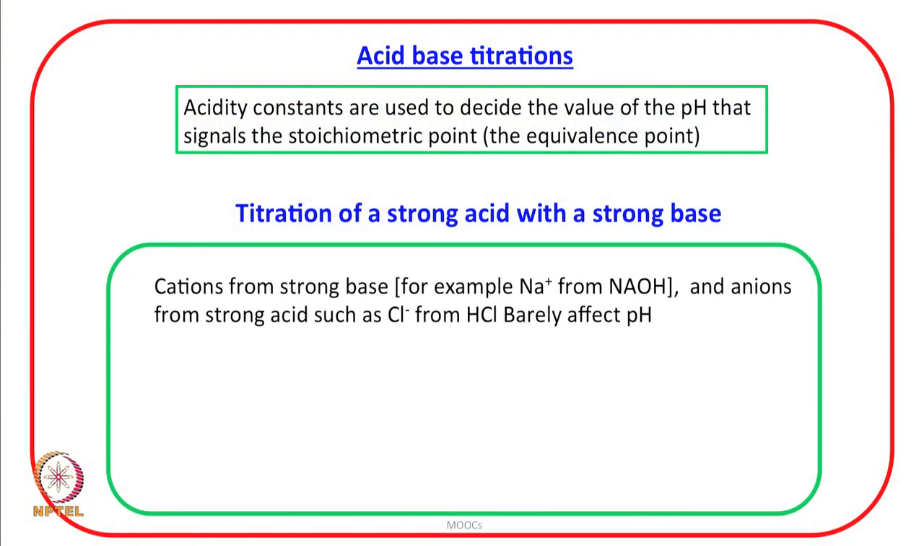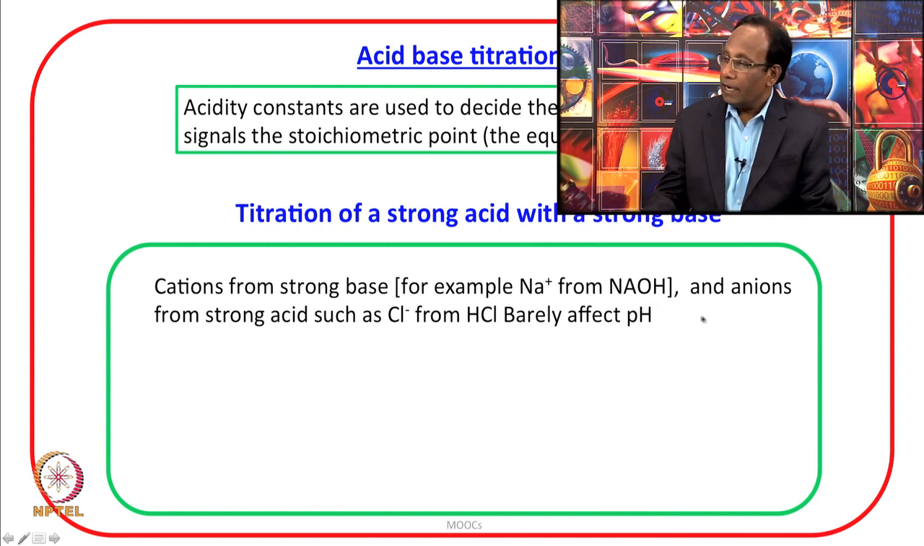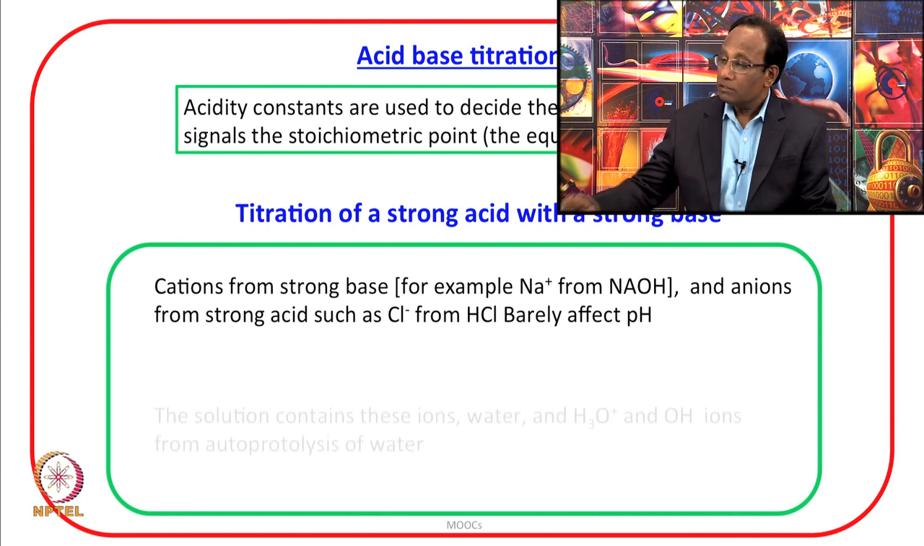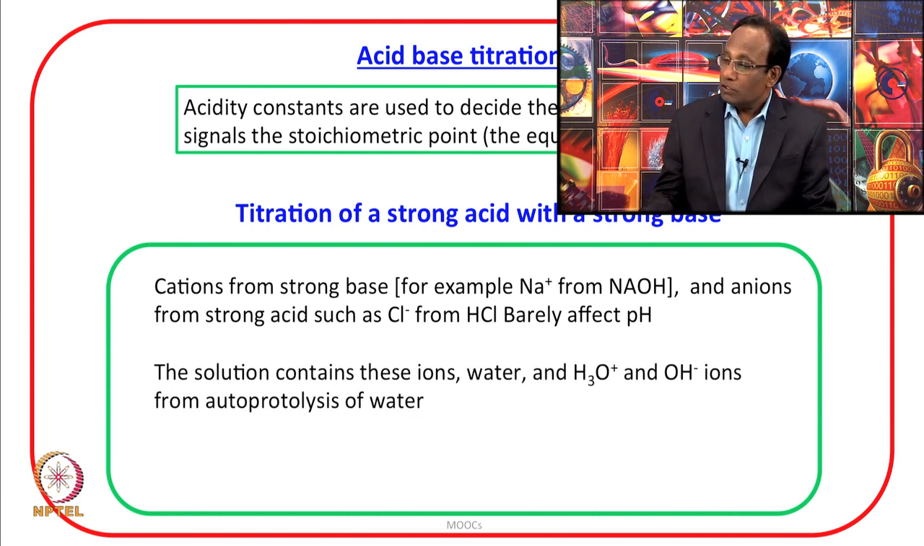And let us take a look at the slides. Cations from strong base, for example, sodium ions from sodium hydroxide, and anions from strong acid, for example, chloride ion from HCl, barely affect pH. Then the solution contains these ions. What are these ions? Sodium ions, chloride ions, water, H3O plus and OH minus ions from autoprotolysis of water.